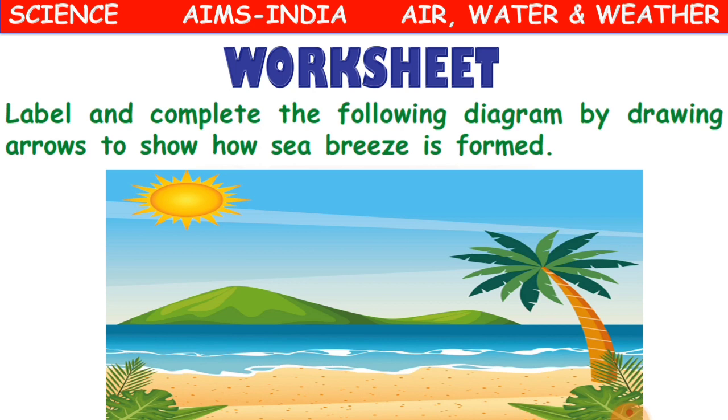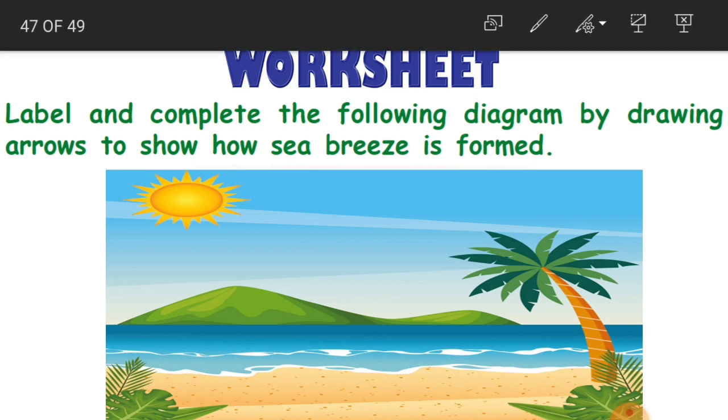Already we have learnt about sea breeze and land breeze, and you have also been given some diagrams in our lesson. So here your work is to label and complete the following diagram by drawing arrows to show how sea breeze is formed. You can copy the diagram in your notebook, draw this picture and then draw the arrows to show how the sea breeze is formed.